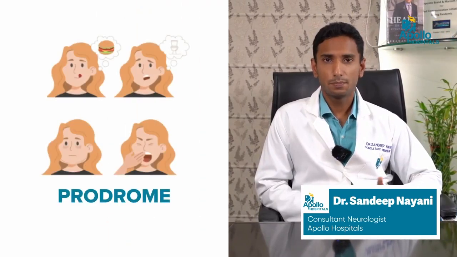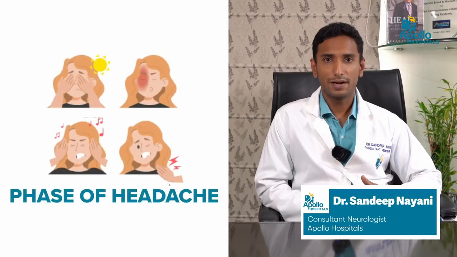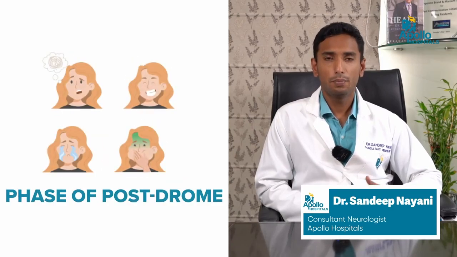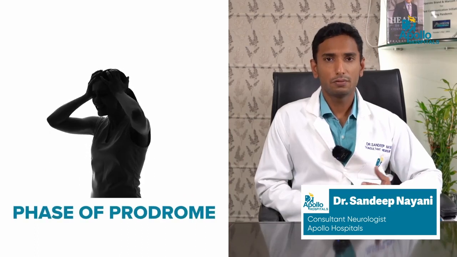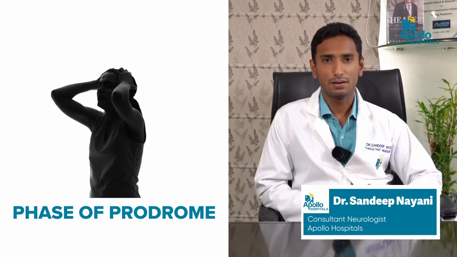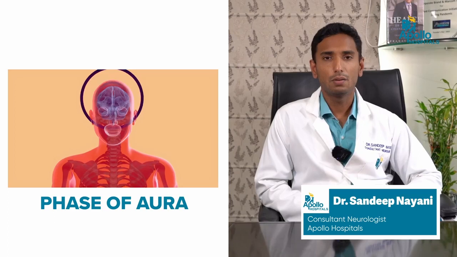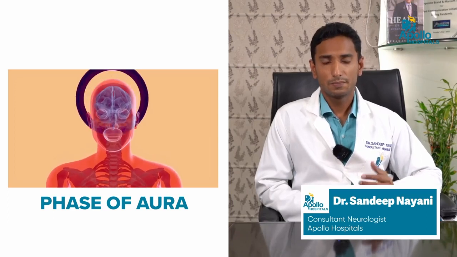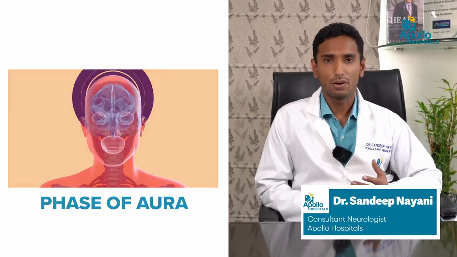So migraine patients usually experience their symptoms in four stages. The first is the prodrome, the second is the phase of aura, the third is the phase of headache, and the fourth is the phase of postdrome. The phase of prodrome may last a few hours to sometimes a day, where patients feel lethargic or tired. Then it progresses into the phase of aura, which may or may not be there in all patients, where they experience the symptoms that we just discussed, like flashes of light or vertigo or giddiness.